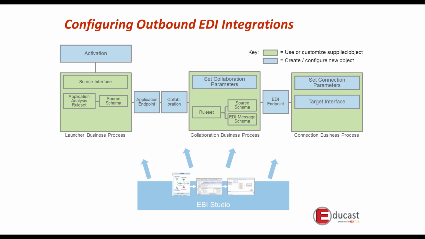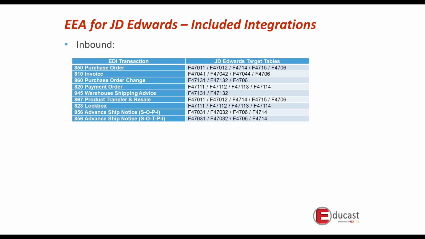Okay, now let me turn the floor back over to Sean to go into some more detail about the inbound and outbound integrations that are included with the EEA for JDE product. Let's start with inbound. Inbound, we have 8 EDI integrations, and then we're going to be looking at outbound, and on outbound we have 10 outbound integrations.